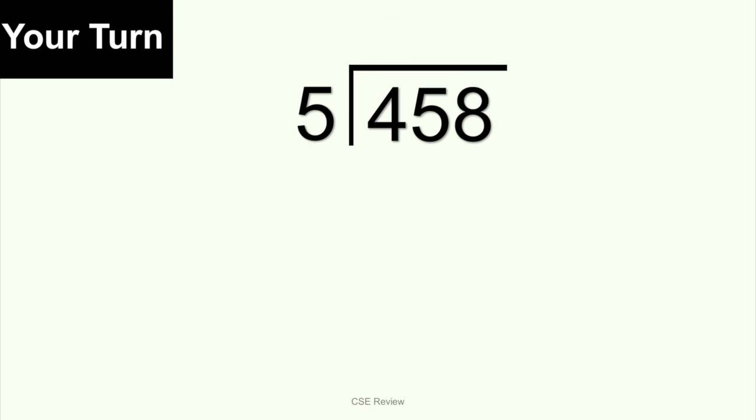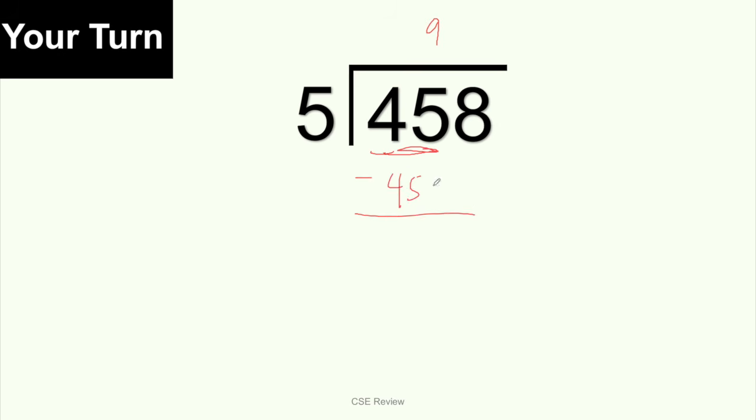Alright, let's see how you did. Okay, so 458 divided by 5, again, ang gagawin lang natin is take it one number at a time. 4, hindi pwede, so we're going to go with 45. 45 divided by 5 is 9. 9 times 5 is saktong 45 yan.